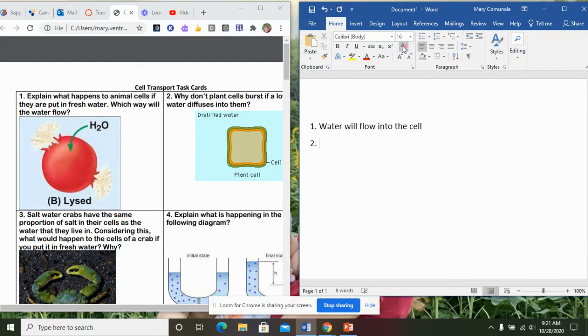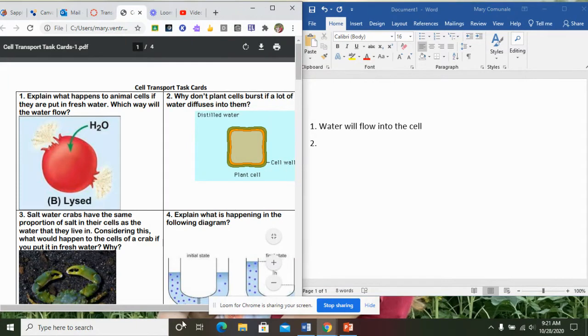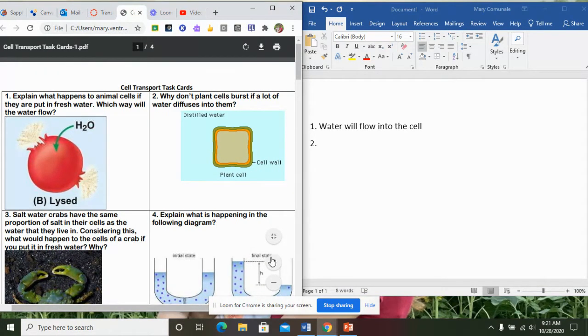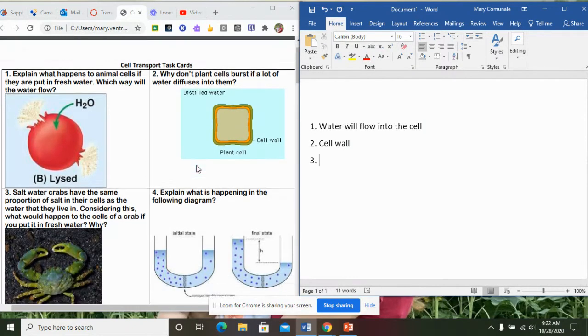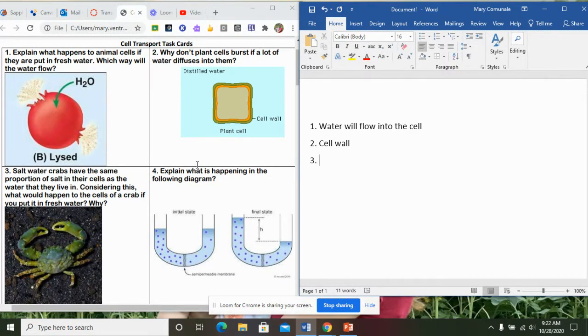Why don't plant cells burst if a lot of water diffuses into them? So here I have distilled water. I have the cell and it's called a plant cell here. And I have the cell wall labeled for you in that diagram. Plant cells don't burst because they have a cell wall. And that cell wall is a really tough cellulose, and that is going to keep them from bursting apart. It gives them a lot of structure. Also makes them very rigid though.